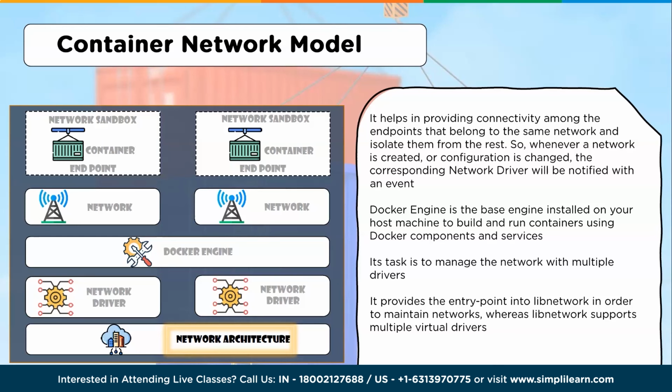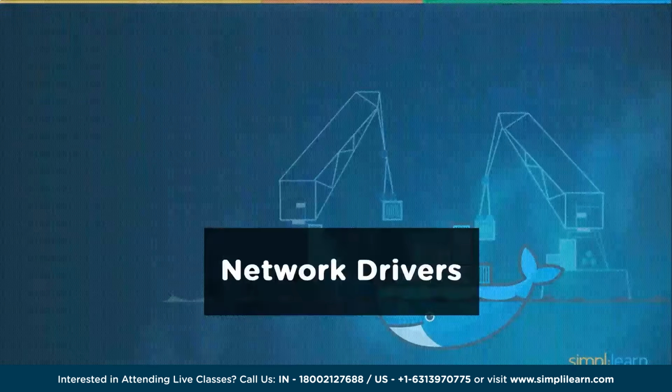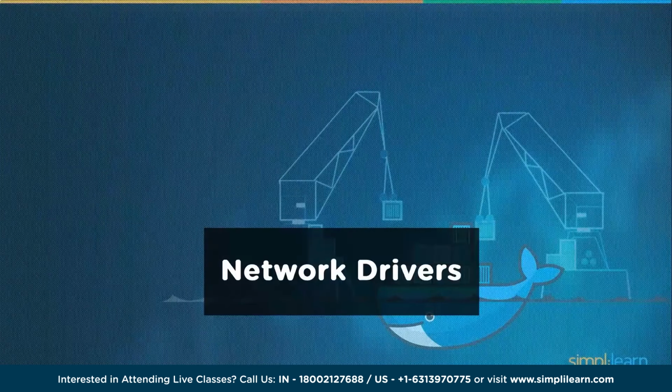Now, the network architecture is something which helps us to provide the connectivity among the endpoints that probably belong to the same network, and it's a kind of isolated network. So different networks can be isolated networks, and we can have the endpoints to them. There are different ways in which we can establish the connectivity, and this is a complete network architecture. So you have network drivers, you have the networks, you have the network sandboxes in which internally the Docker containers are running, and then these network sandboxes have their respective endpoints to access them and establish the connectivity.